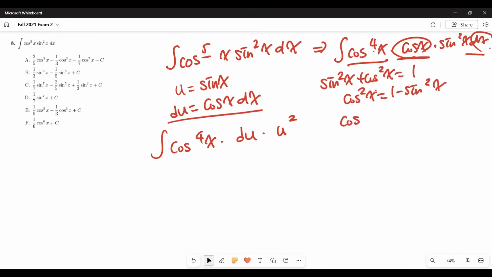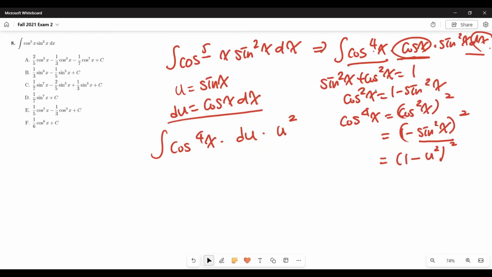Cosine to the fourth power is basically cosine squared x to the squared, right? Which is the same as 1 minus sine squared x squared, right? Okay, and since we write sine x as u, this can be written as 1 minus u squared to the squared power. So this thing just basically becomes 1 minus u squared to the squared power times u squared du, right?